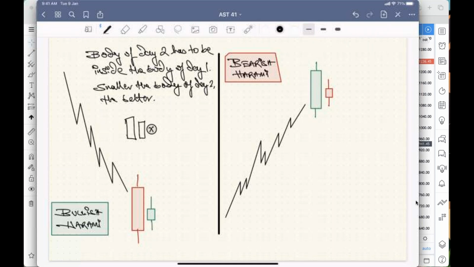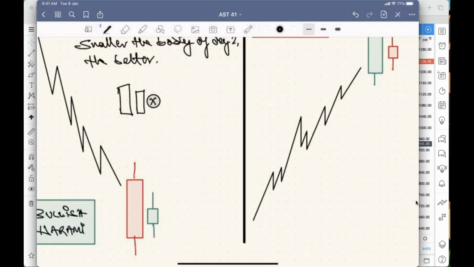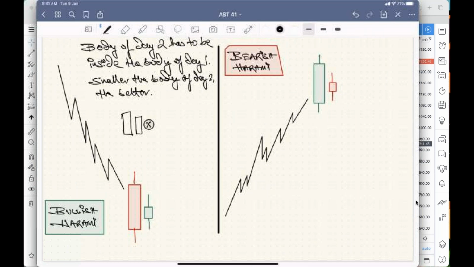The way to trade this bullish Harami pattern, there are a couple of ways. I'll just tell you one of them. Possibility number 1 is go above the high of the larger candle and use the low of the smaller candle as a stop loss. And there is an aggressive approach where you enter above the high of the smaller candle and you use the low of the larger candle as your stop loss. This is also a possibility.